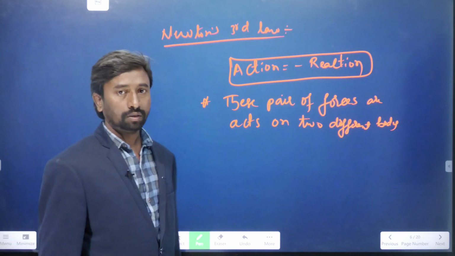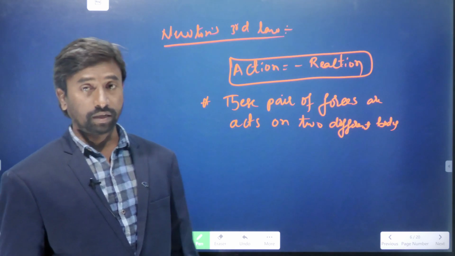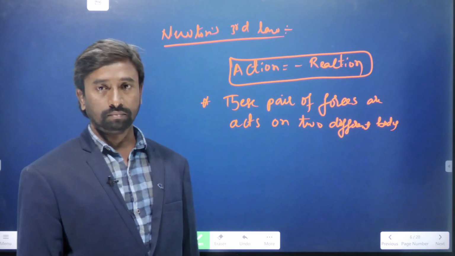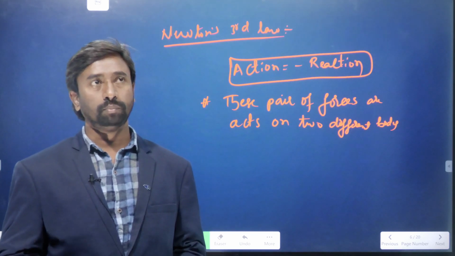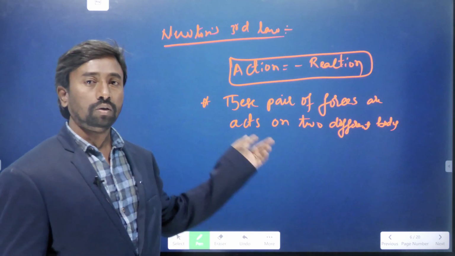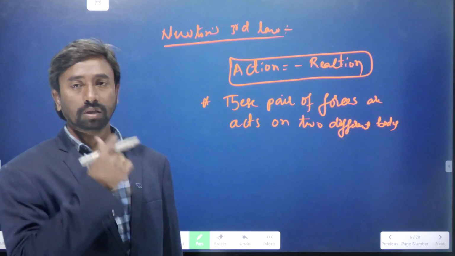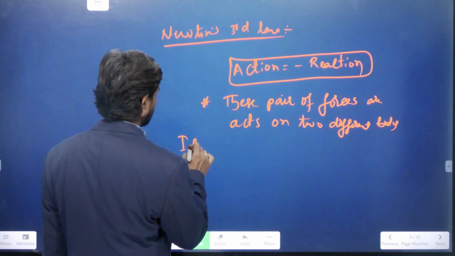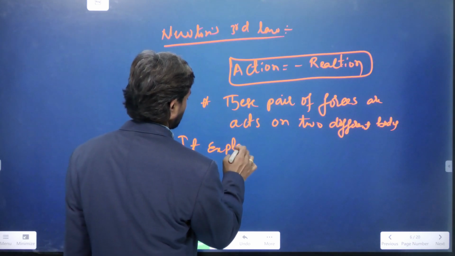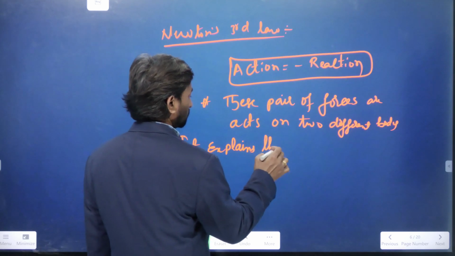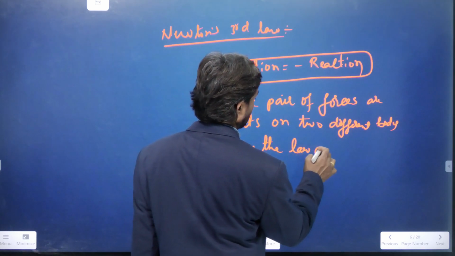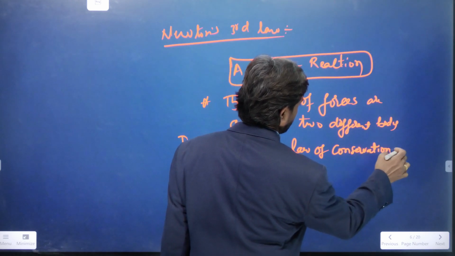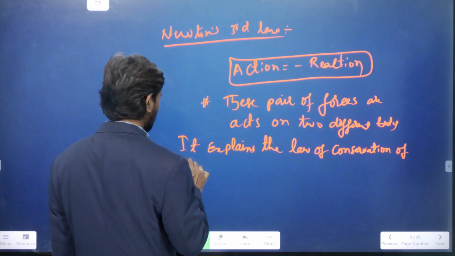The examples for Newton's third law we can write here. The recoiling velocity of a gun is an example of this law. The propulsion of a rocket: the rocket goes into space due to Newton's third law only. Newton's third law explains the law of conservation of linear momentum.